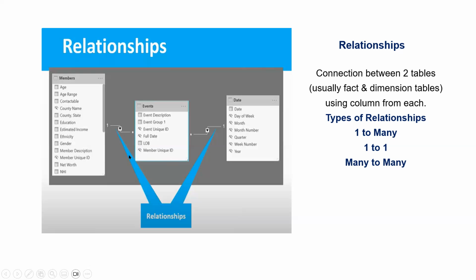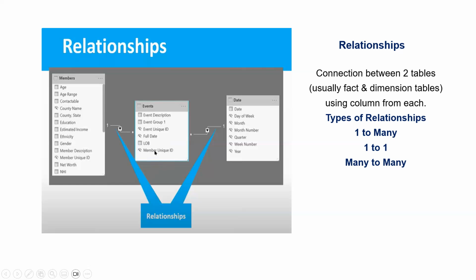I think I found it. Anybody found it yet? Yeah, member unique ID. Thank you. Member unique ID is on this table, and that same member unique ID is right here. So that's why these two can have a relationship. And this type of relationship is a one-to-many. One is one side of the relationship, to the many side of the relationship.